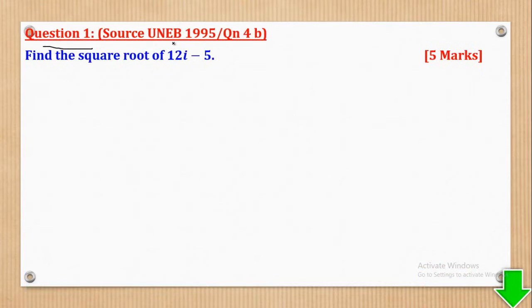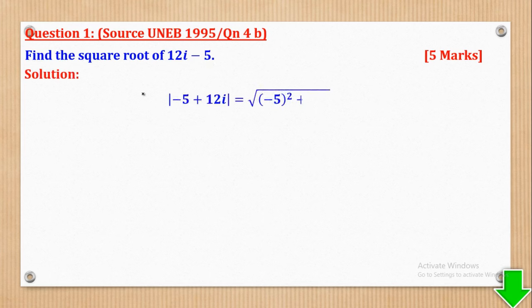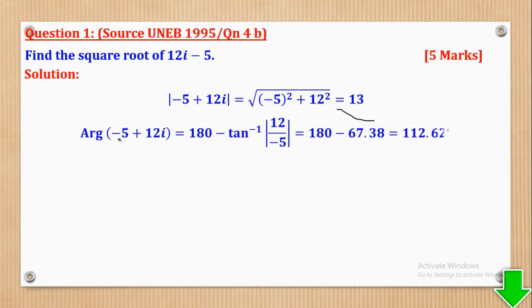Question 1 came from UNEB 1995, paper 1, question 4b, and says find the square root of this. So that means that k is 2. So we'll come and say the first step is to get the modulus and argument. So modulus is this, and argument, this is in the second, negative real, positive imaginary. So it is in the second quadrant. So it will be 180 minus arctan. I believe by now you know why we put magnitudes here. So in the end, this will be the argument.